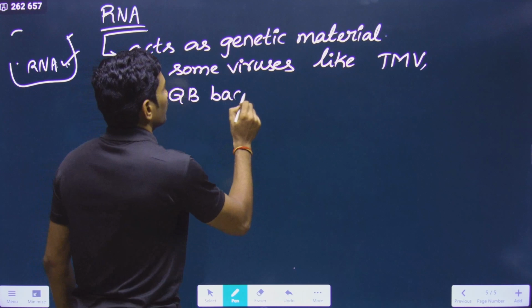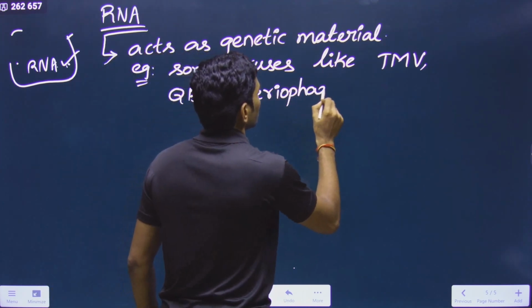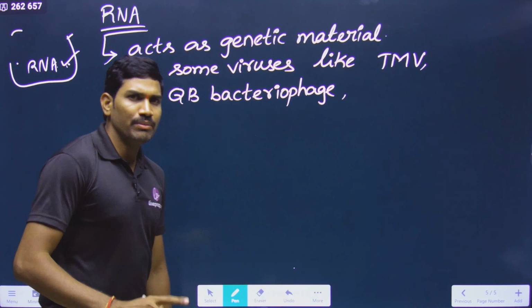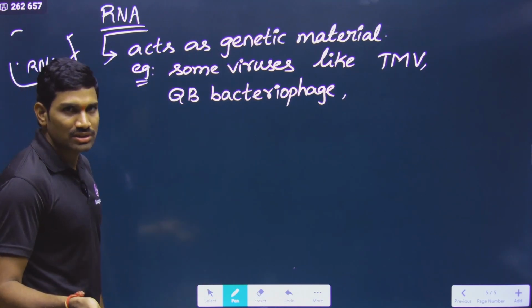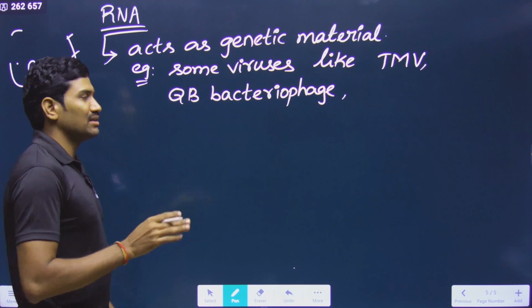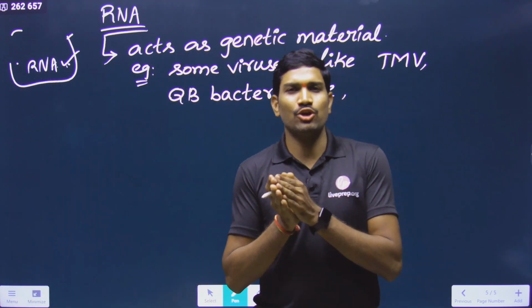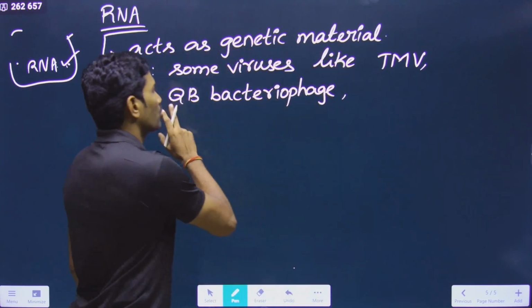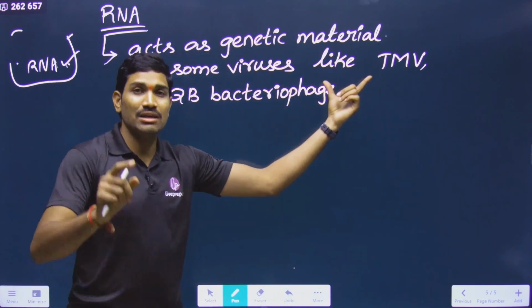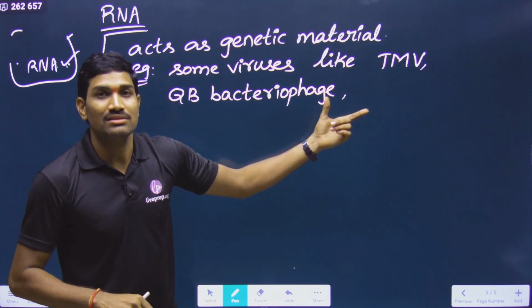QB bacteriophage. What is this QB bacteriophage? Q beta, alpha beta, like this you are saying, no? The B is for beta, actually. So it is Q beta, but in NCERT they have not given it like Q beta, they simply give QB. So let us follow QB. So QB bacteriophage. These two examples were given in this particular chapter of molecular basis of inheritance.